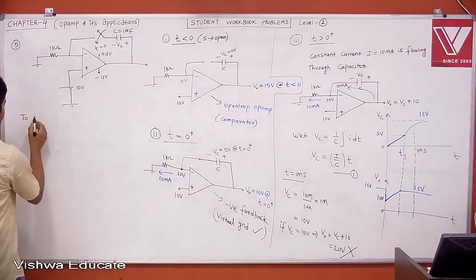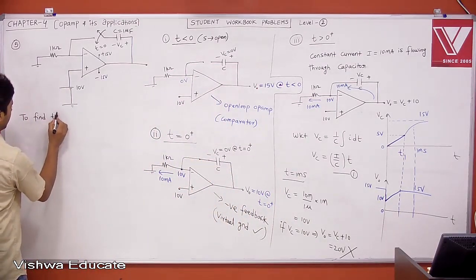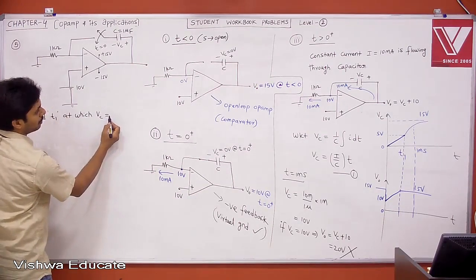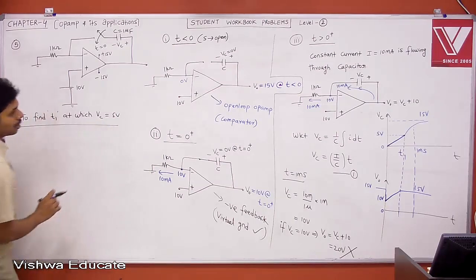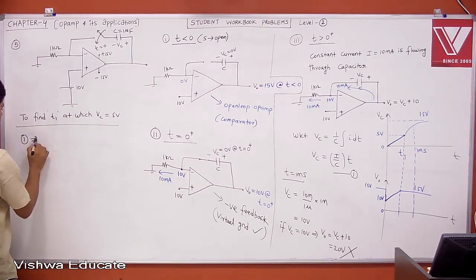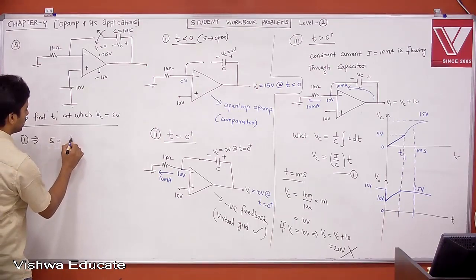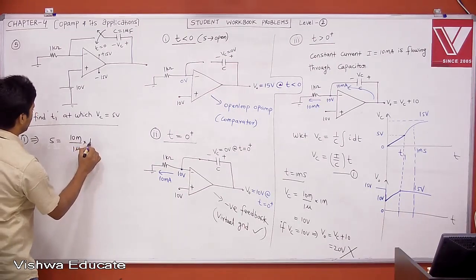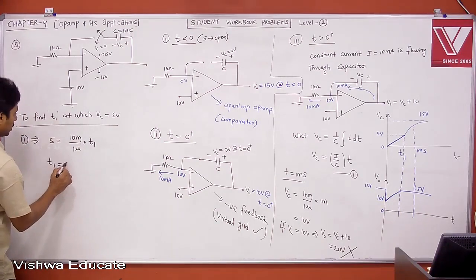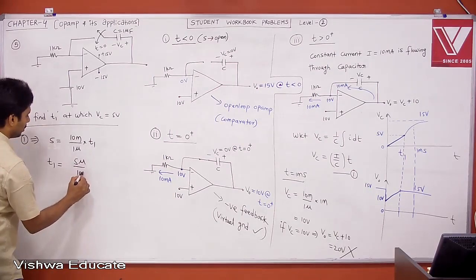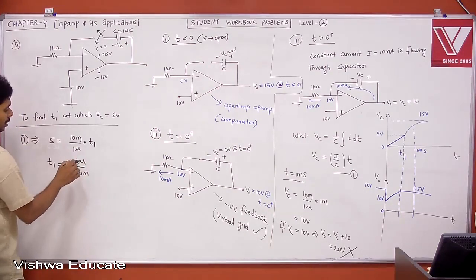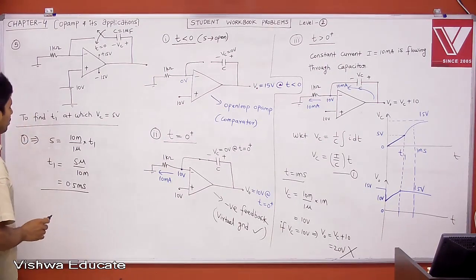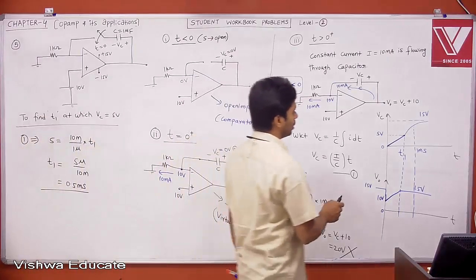Therefore, now tell me, to find t1, at which the voltage across the capacitor is 5 volt. According to that, 5 is equal to I by C times t. I is 10 milli, C is 1 micro, and time t is t1. Therefore, what is t1? t1 is equal to 5 micro divided by 10 milli. Milli becomes kilo, so it becomes 0.5 millisecond. Till 0.5 millisecond, right? This t1 is 0.5 millisecond.